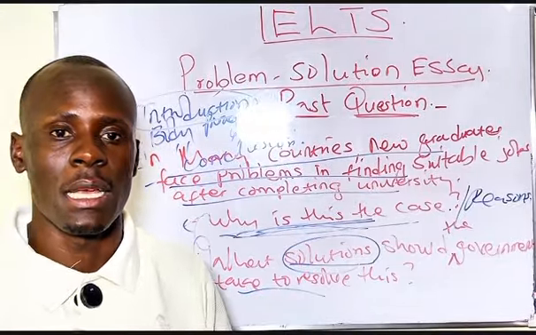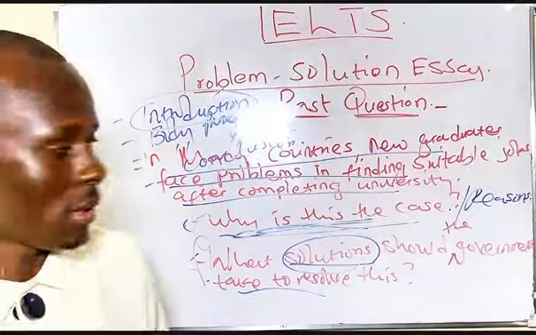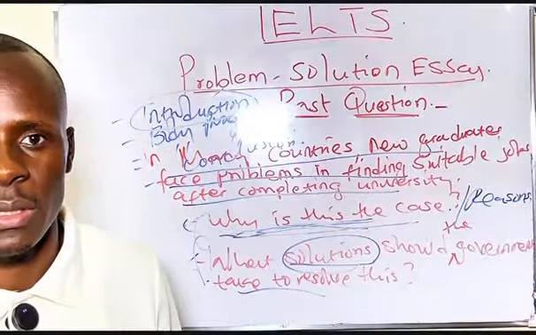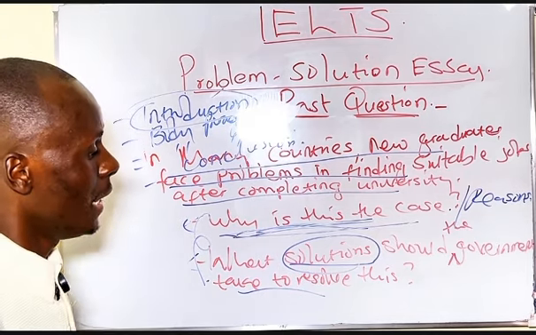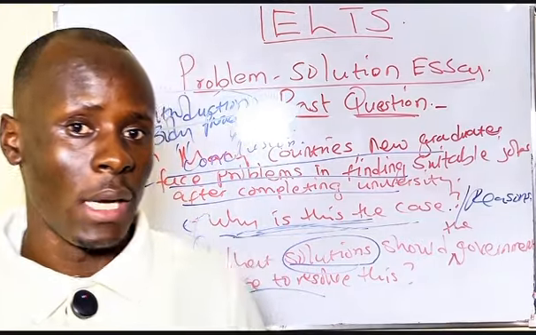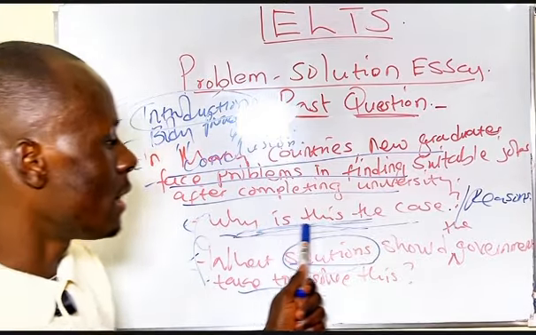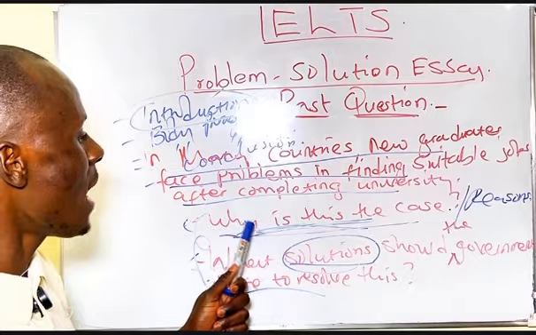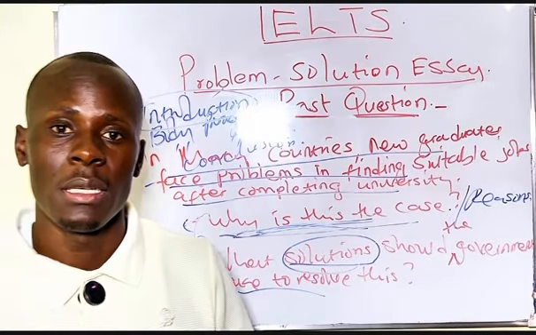The second sentence is answering the first question, where you give out the reasons. And then the third sentence, you will now state your solutions. Are you done with the introduction now? Good. Let's now move to body paragraph 1. What are you going to do in body paragraph 1? In body paragraph 1, you are going to discuss the first question, the reasons. Why is this the case? You have to discuss the reasons.